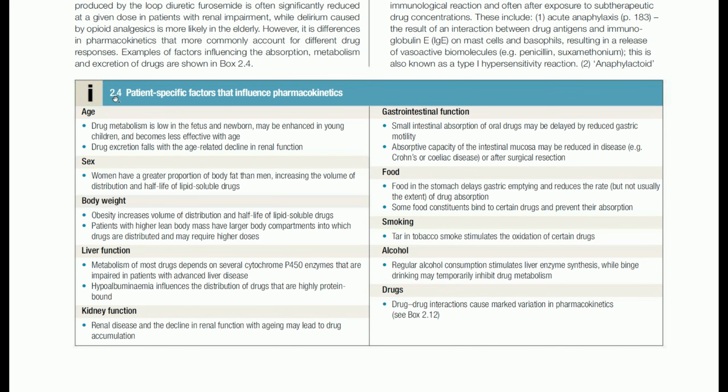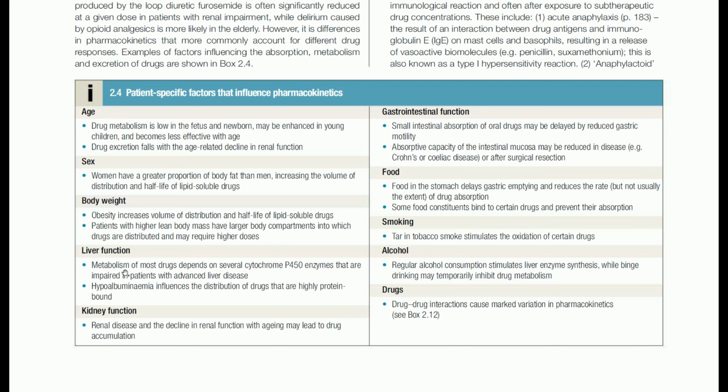Box 2.4: patient-specific factors that influence pharmacokinetics. Age: drug metabolism is low in the fetus and newborn, may be enhanced in young children, and becomes less effective with age. Drug excretion falls with the age-related decline in renal function. Sex: women have a greater proportion of body fat than men, increasing the volume of distribution and half-life of lipid-soluble drugs. Body weight: obesity increases volume of distribution and half-life of lipid-soluble drugs. Patients with higher lean body mass have larger body compartments into which drugs are distributed and may require higher doses.